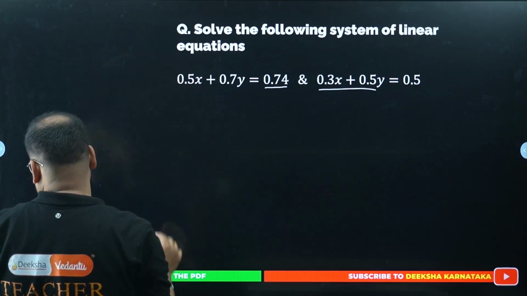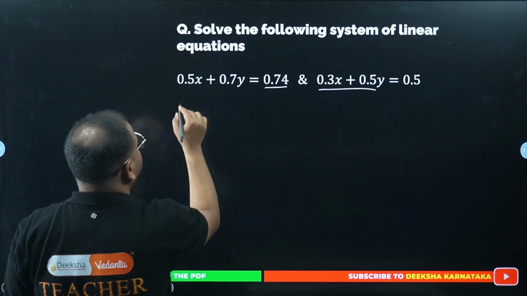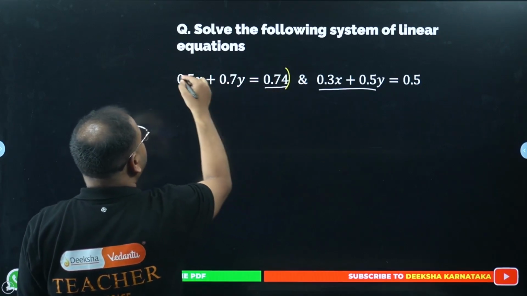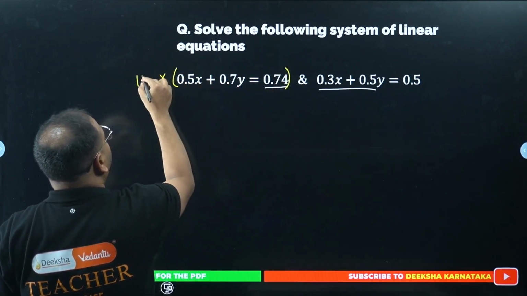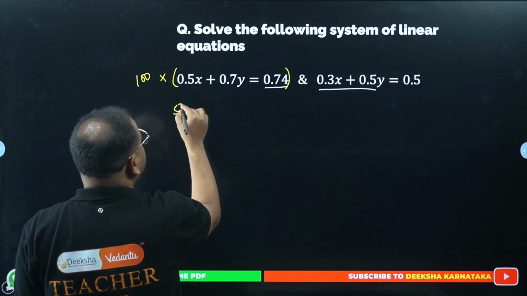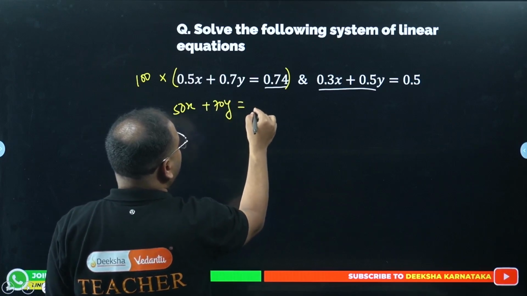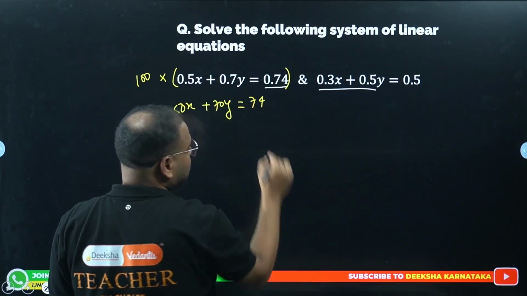If you multiply this, let's try. So let's multiply this with 100. What are we going to get? Multiplying this equation with 100 on both sides, I get 50x plus 70y equals 74.